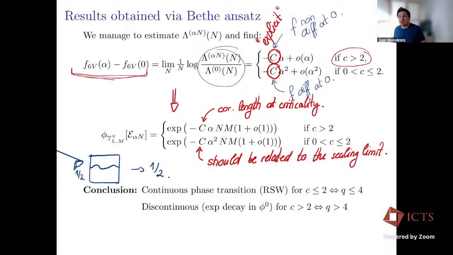Simply because it's always equal to 1/2. This is for Bernoulli percolation. If you look in FK, you have slightly different values. It's a bit more. I'm not going to get into why. It's a different value.